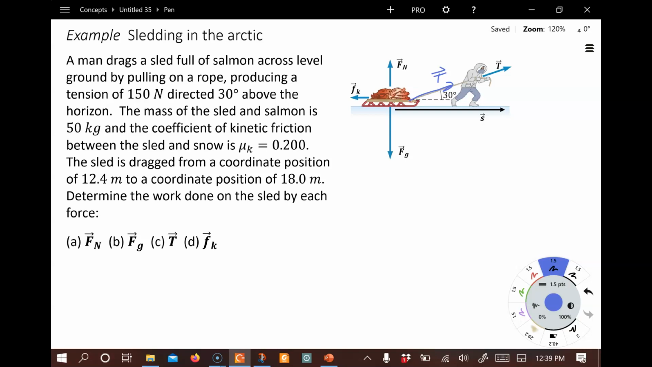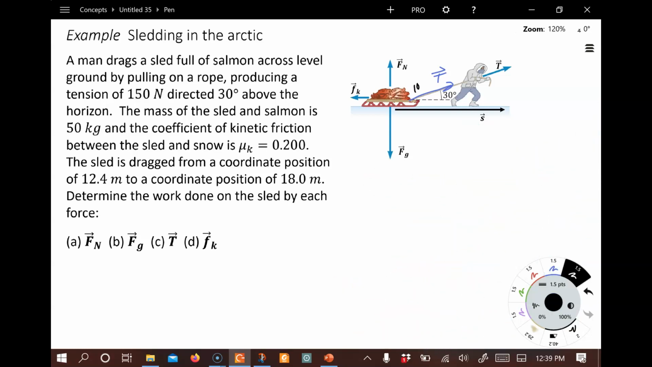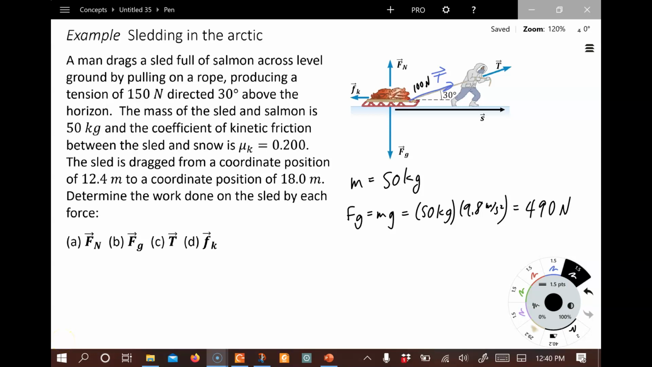And so we're given a little bit of information here. We know that the magnitude of the tension force here is equal to 100 newtons. We know that the mass of the fish and sled combined is equal to 50 kilograms. And we can calculate the magnitude of the gravitational force from that information. Plugging in those numbers gives us a gravitational force of 490 newtons.